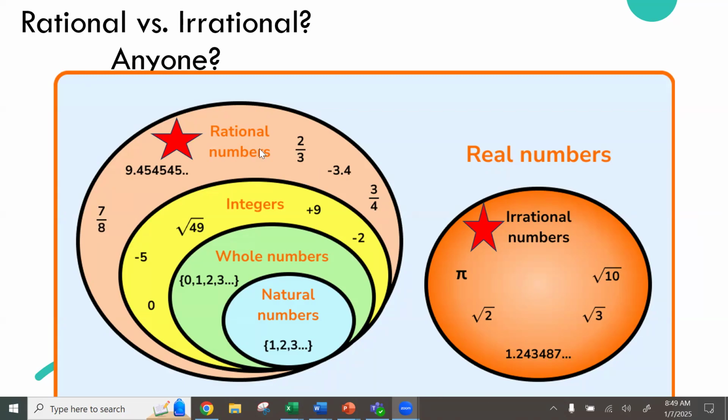If it makes sense, it's a rational number. If it goes on forever with no pattern, that's an irrational number. Pi is the most famous irrational number. Radical 2, if you type that in, you end up with 1.4143487, yada, yada, yada. Irrational numbers don't make sense and have no pattern.